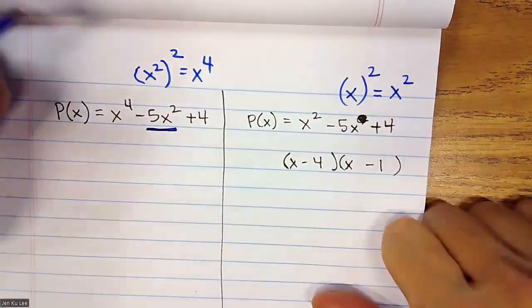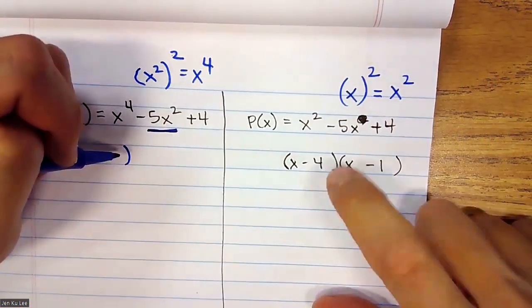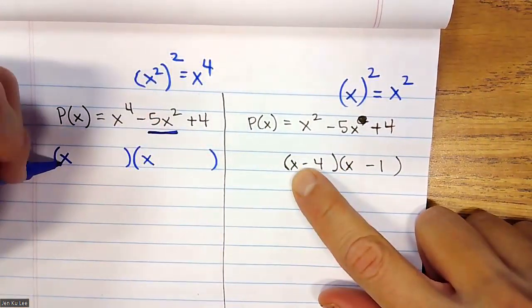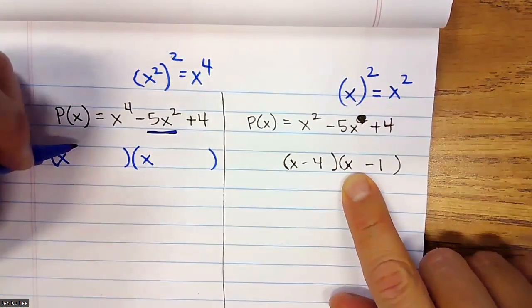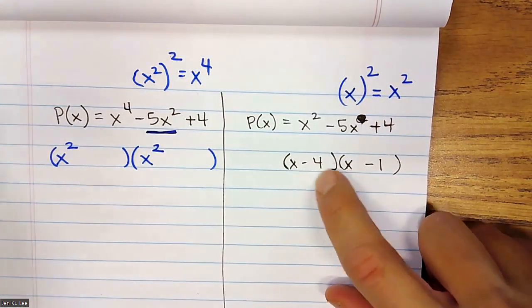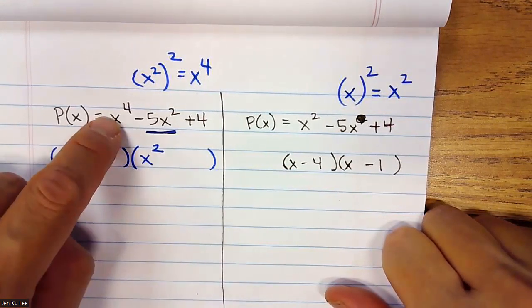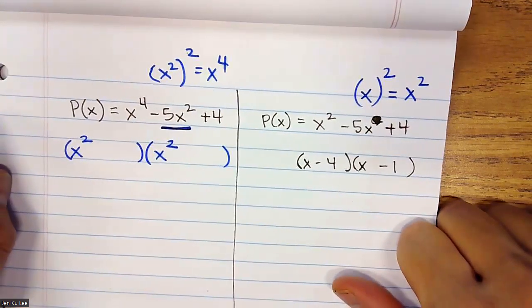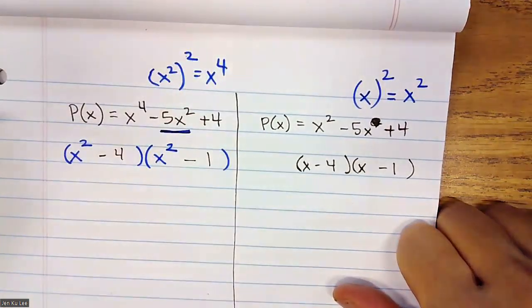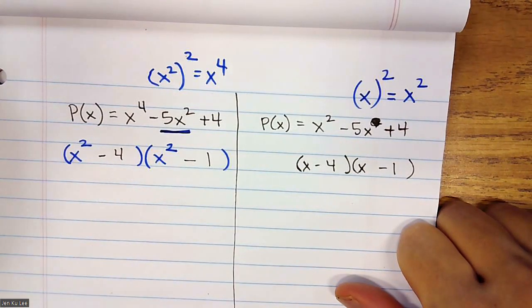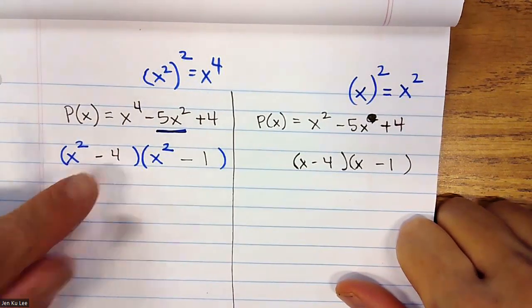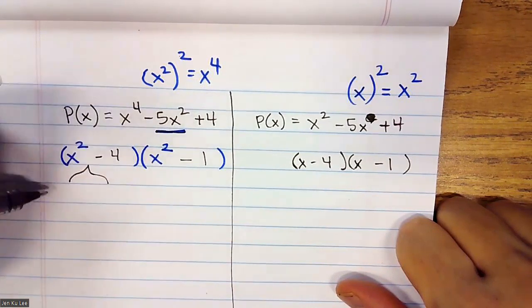Then you can factor. The only difference between factoring this and factoring this is the x's, right? The x and the x becomes an x squared and an x squared. Instead of an x and an x here, it becomes x squared because this is x to the fourth. Okay? The numbers are the same. -4, -1. Okay? So if I just factor this out, I could also get my zeros.